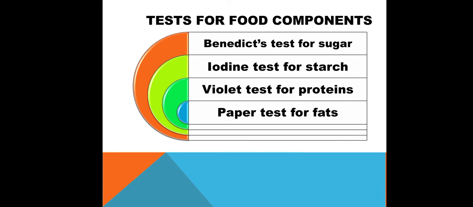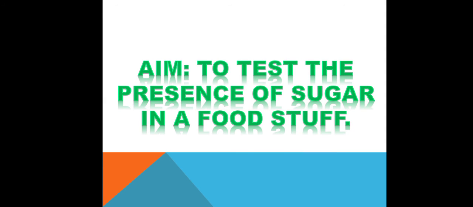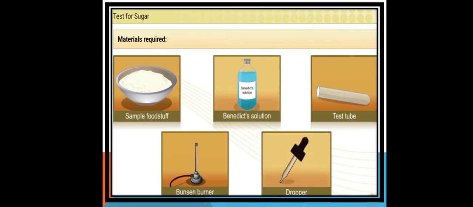Next, first one, test for sugar. Aim: to test the presence of sugar in a foodstuff. First, what are the materials? Materials required: sample foodstuff, Benedict solution, test tube, Bunsen burner, and dropper.